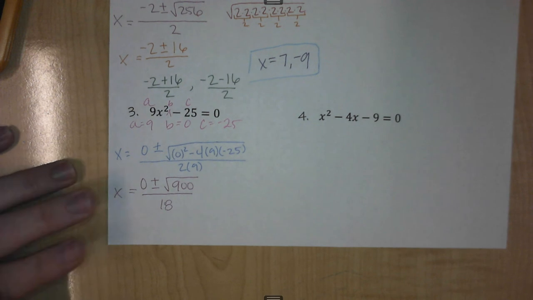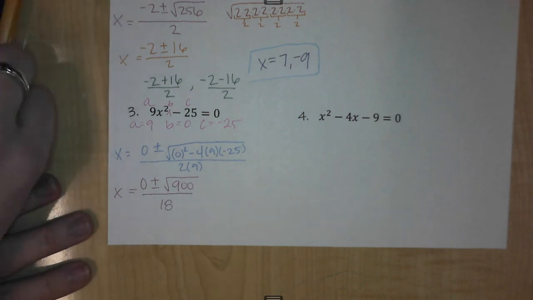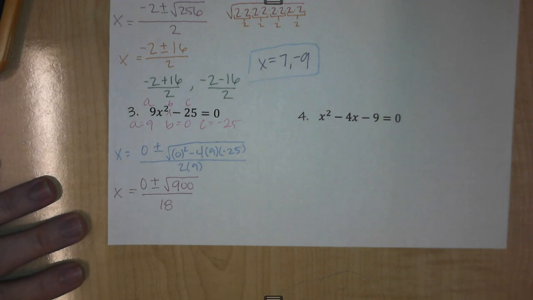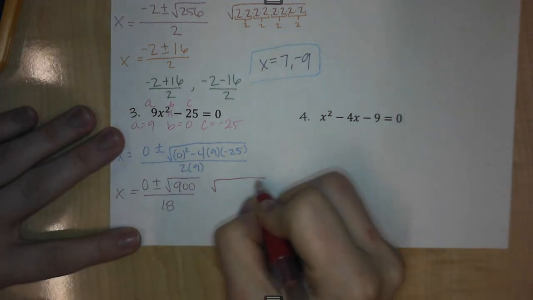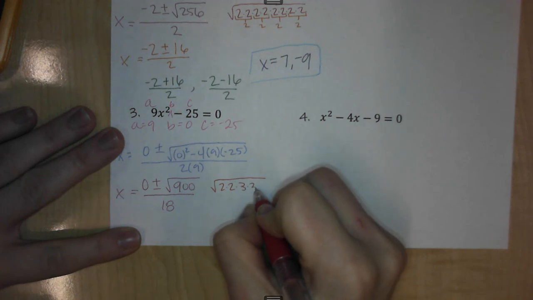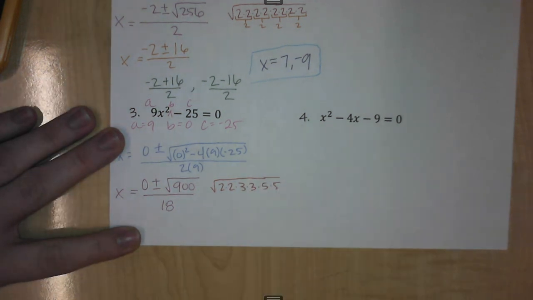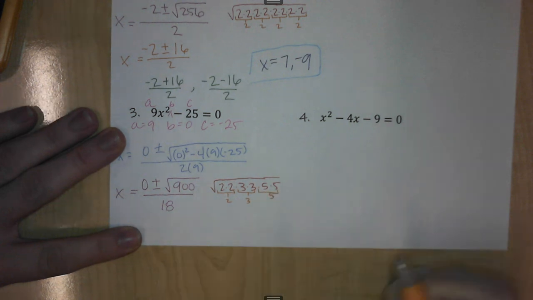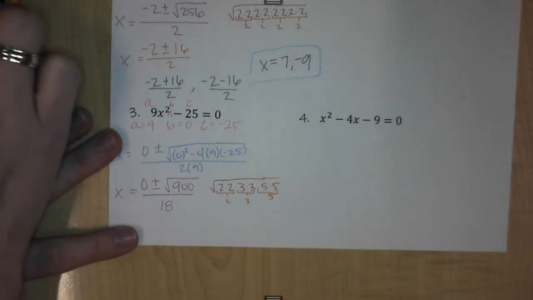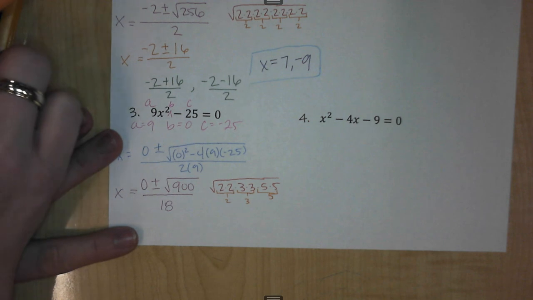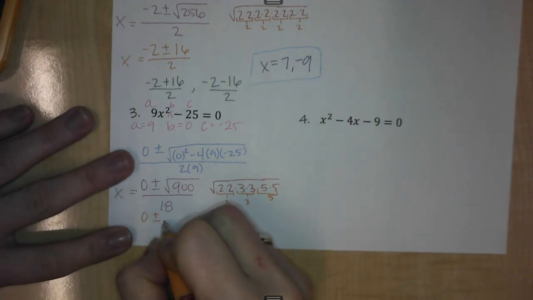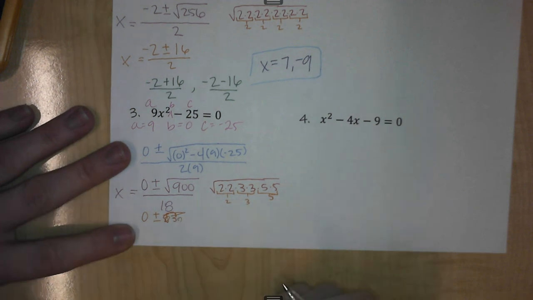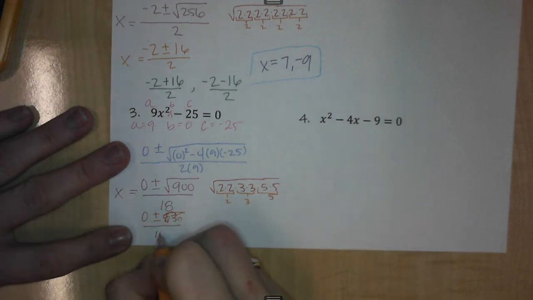Okay, let's keep simplifying. Let's simplify our radical. What are the factors of 900? We've got 2 twos, 2 threes, and 2 fives. So let's pull out our pairs. We've got a 2, a 3, and a 5 with nothing left over. So we've got 2 times 3 times 5. So you've got 0 plus or minus, not the square root, 30, all over 18.